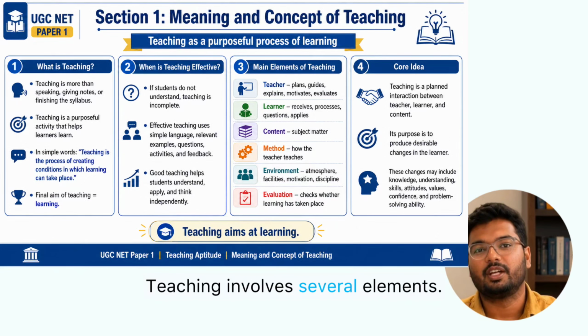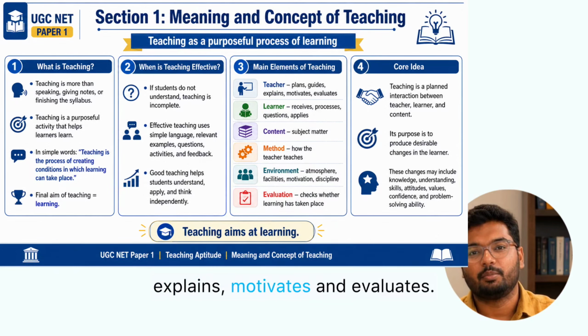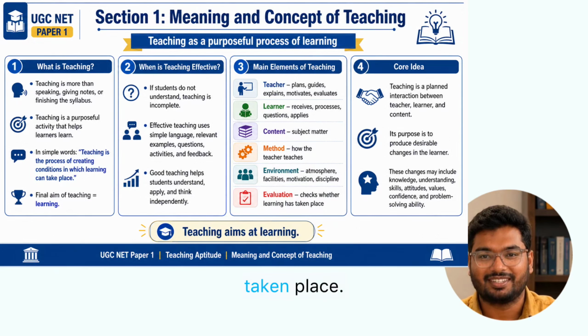Teaching involves several elements. First, there is the teacher who plans, guides, explains, motivates, and evaluates. Second, there is the learner who receives, processes, questions, and applies knowledge. Third, there is the content, which is the subject matter. Fourth, there is the method, meaning how the teacher teaches. Fifth, there is the environment, meaning classroom atmosphere, facilities, motivation, and discipline. Finally, there is evaluation, through which we check whether learning has actually taken place.